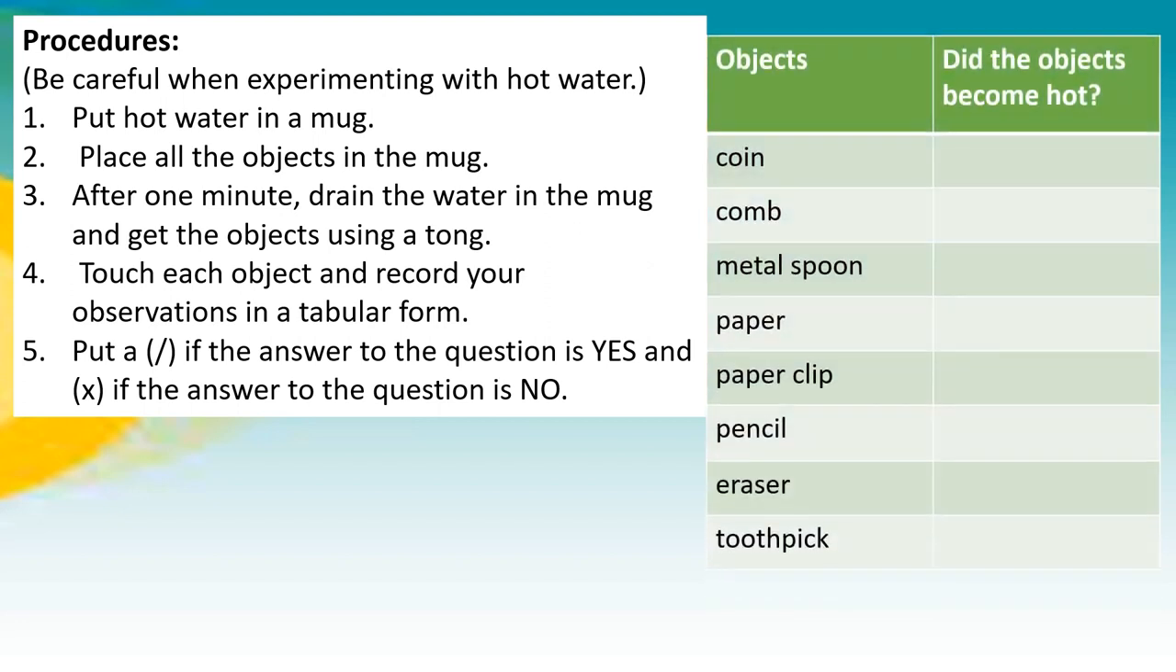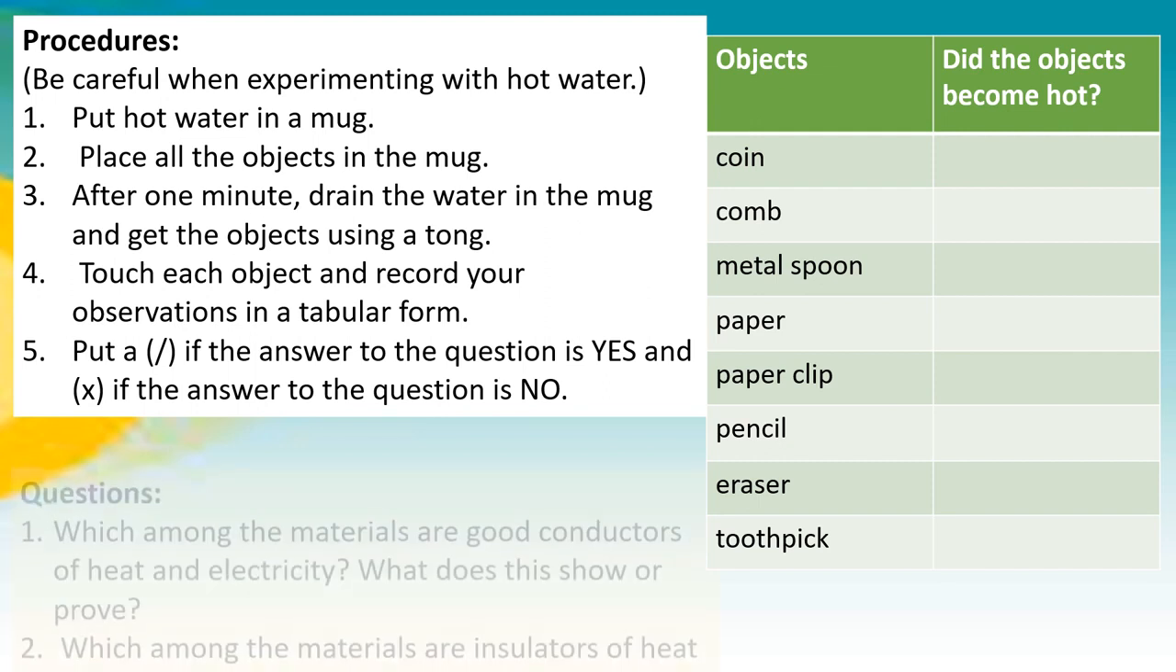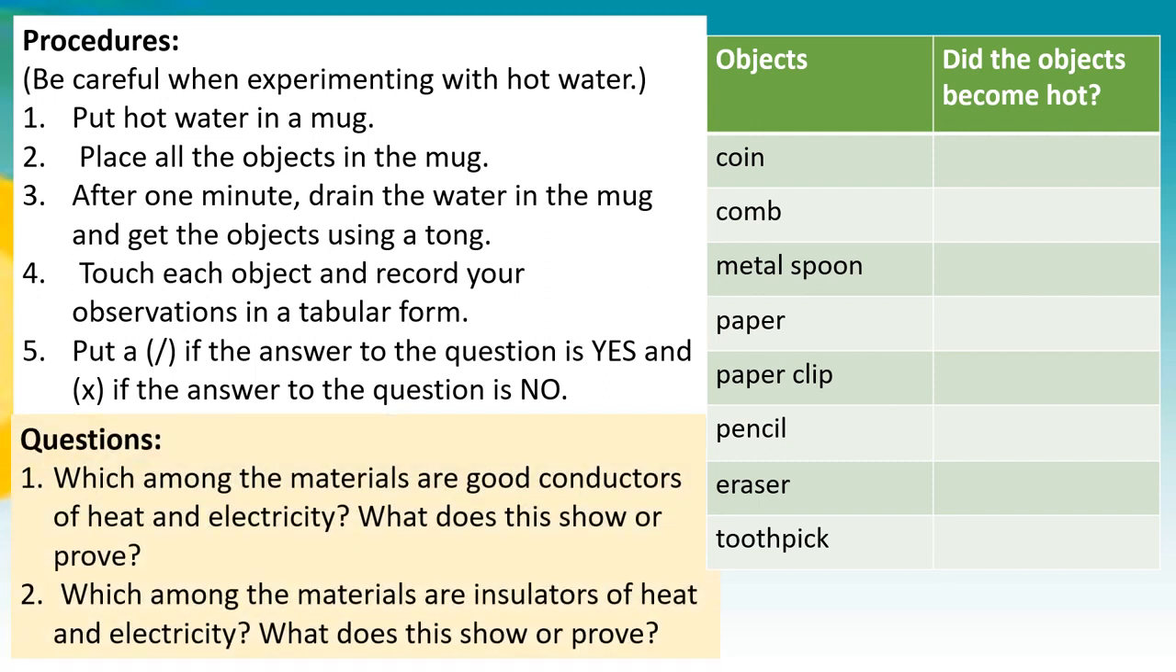5. Put a check if the answer to the question is yes, and a cross if the answer to the question is no. Questions: 1. Which among the materials are good conductors of heat and electricity? What does this show or prove? 2. Which among the materials are insulators of heat and electricity? What does this show or prove?